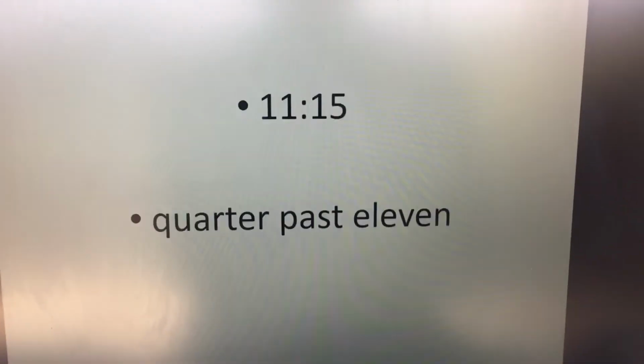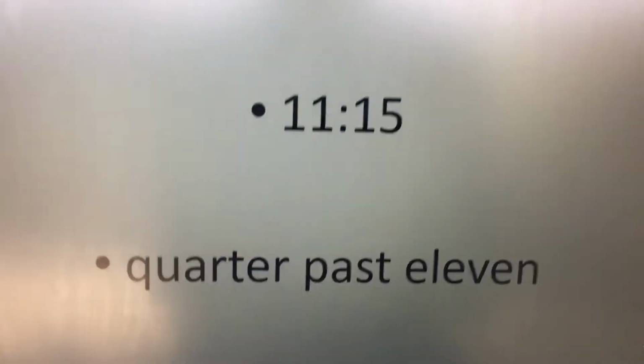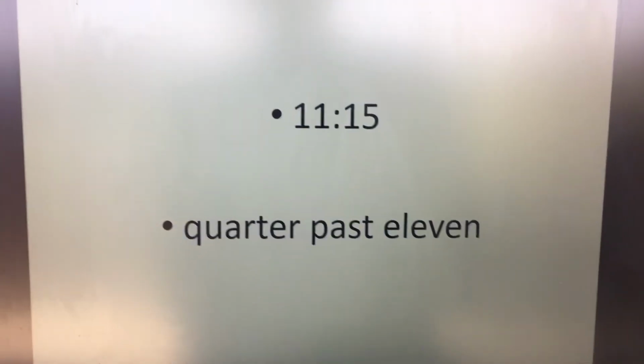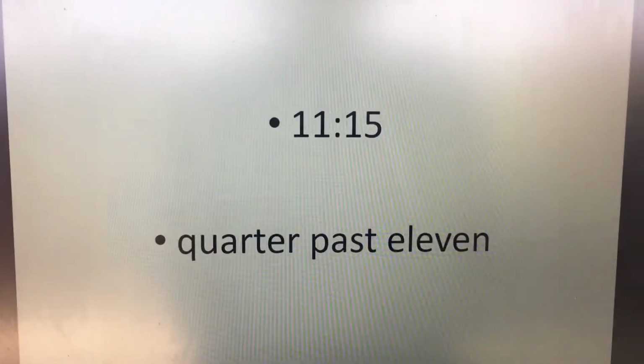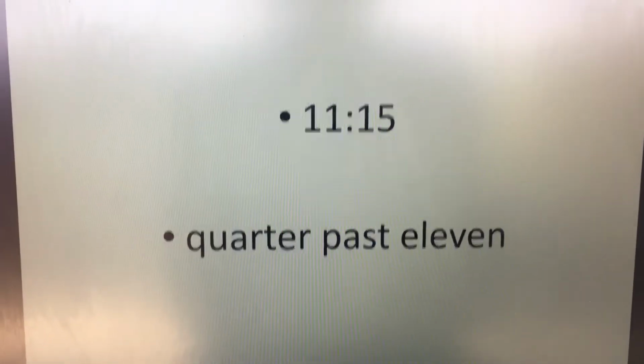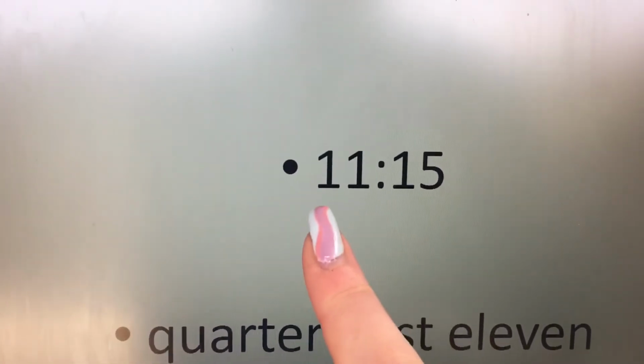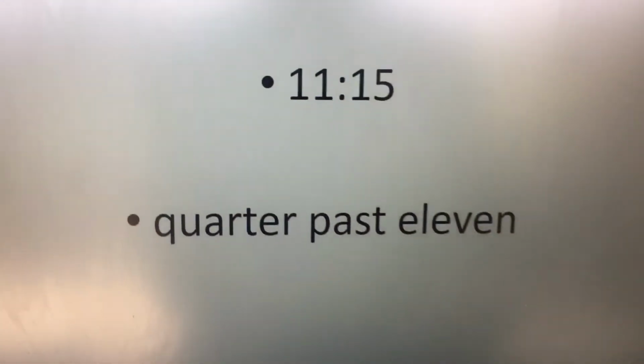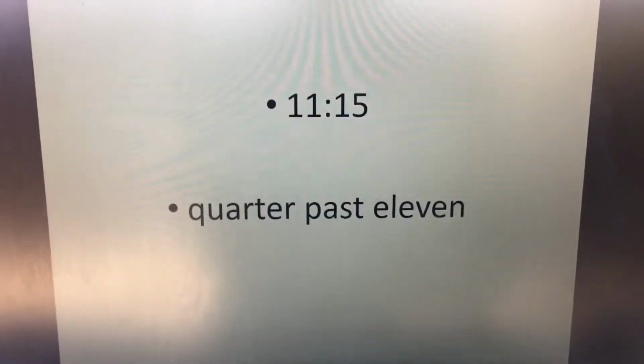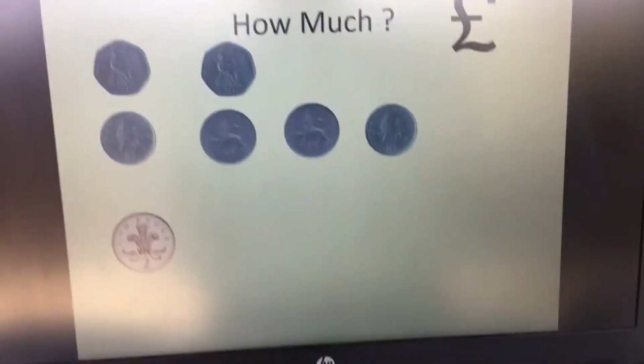Okay, you should have got 11:15 on your digital clock, which is 15 minutes past 11. So remember, minutes on this side, hour on the left. Give yourself a tick.